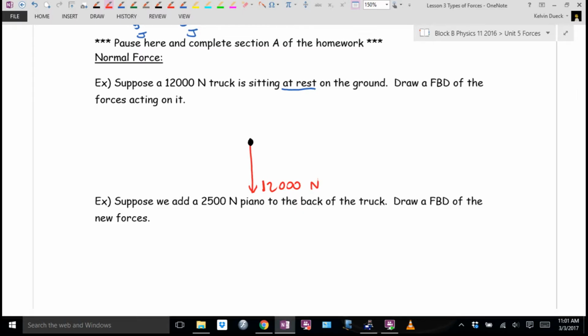Is this truck sinking into the ground like quicksand? Is it flying into the air like Superman? So that means vertically the forces must be, I'm looking for a word that begins with the letter B, balanced. So there has to be a force up. It's exactly 12,000 newtons.